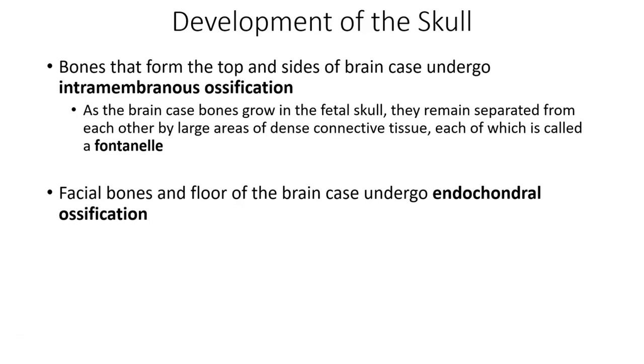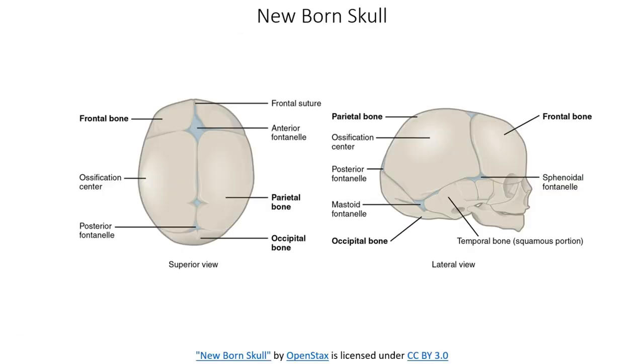And if you remember from a previous video, part of this is because we need these bones to be flexible, and we need the skull to be able to deform so that a baby can be born, and we're not going to get that with endochondral ossification. All right, so those fontanelles are those spaces in between the bones.